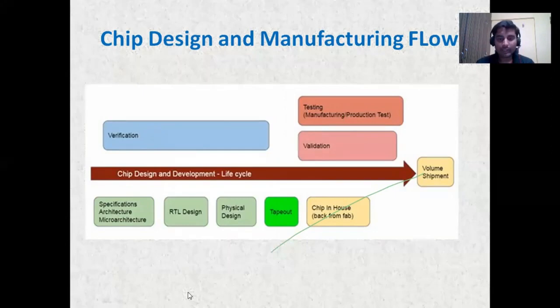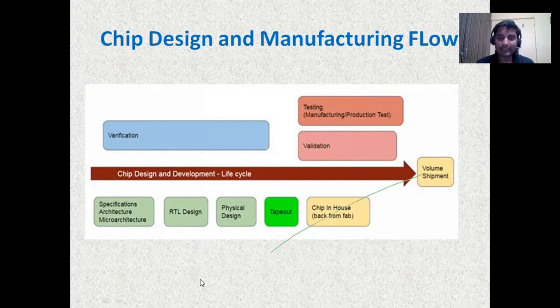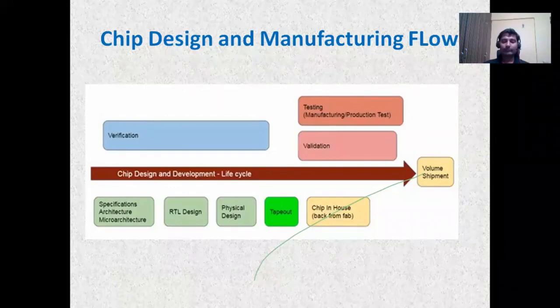And if you see, there are a few other items over here. One is validation, and then there are testing, manufacturing, product test, and then volume shipment. To build a single chip is a costly effort. I don't know if you have studied the fabrication process in VLSI basics. But if you have to produce the same chip in bulk, replicating it in volume can be done at small cost, while building a single chip itself is costly. Volume shipment is a different aspect altogether.